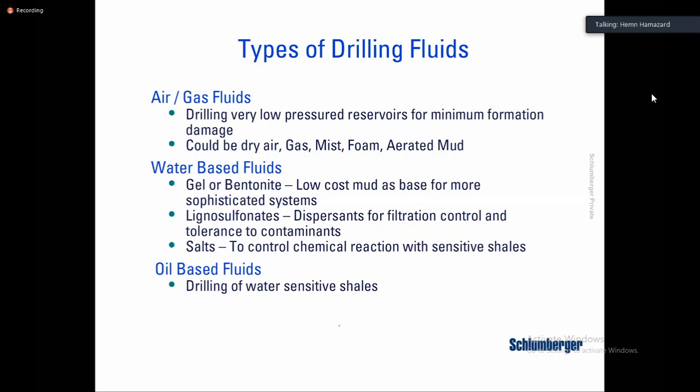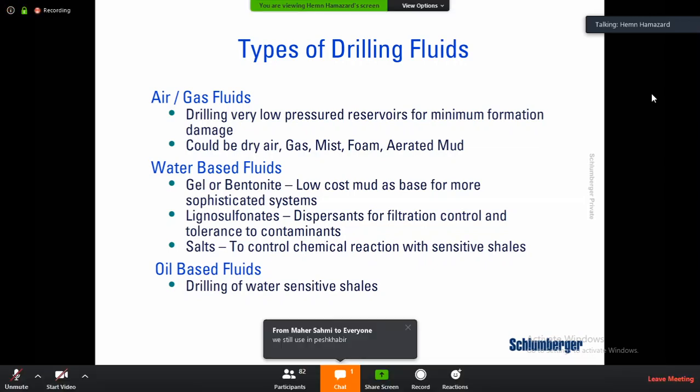And the air could be dry, it could be gas, it could be mist, it could be foam, aerated mud. In my personal experience, we used to use this aerated mud in Mangesh area while we were drilling in that area. But for some other reasons, that wasn't successful. So nowadays, I cannot think of any oil company using air or gas or foam or anything like that. Most of them just use the normal mud.